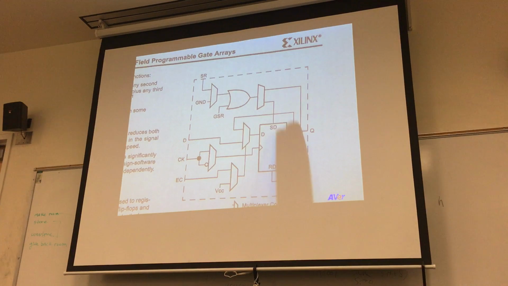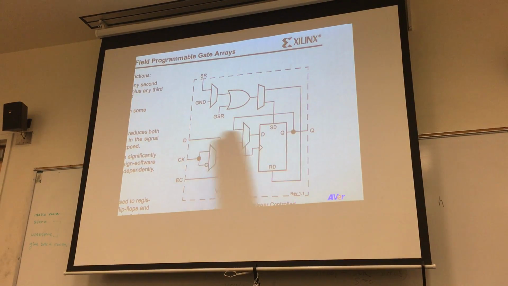Does this circuitry here look familiar to you? The Q output coming into a multiplexer, or D coming into a multiplexer driving the D input. Have you seen that before? Probably not. How many have seen that before? Oh, good. Nobody.